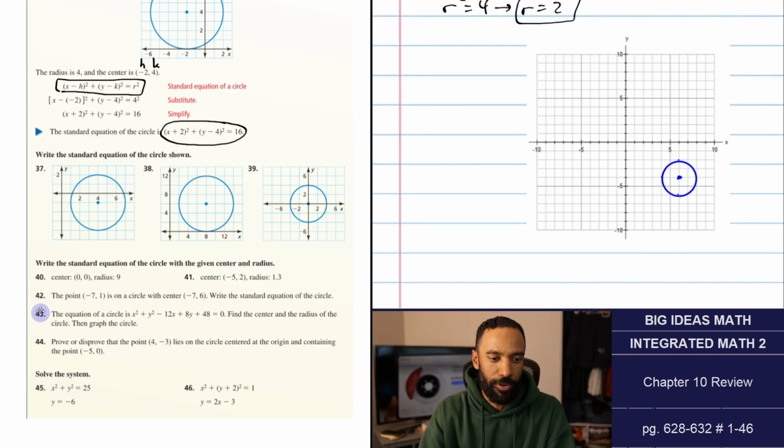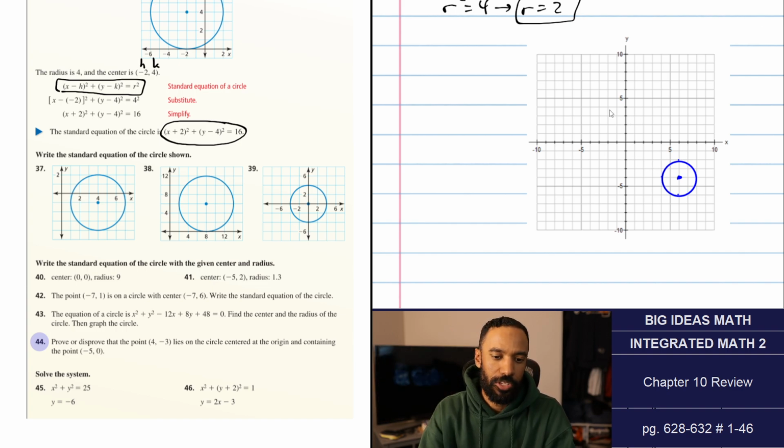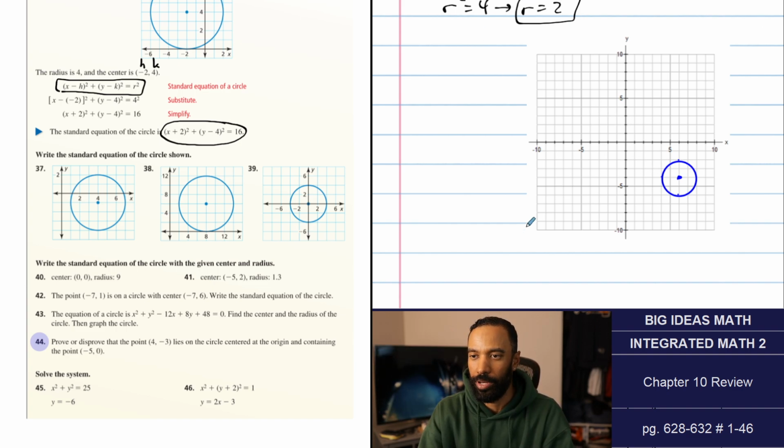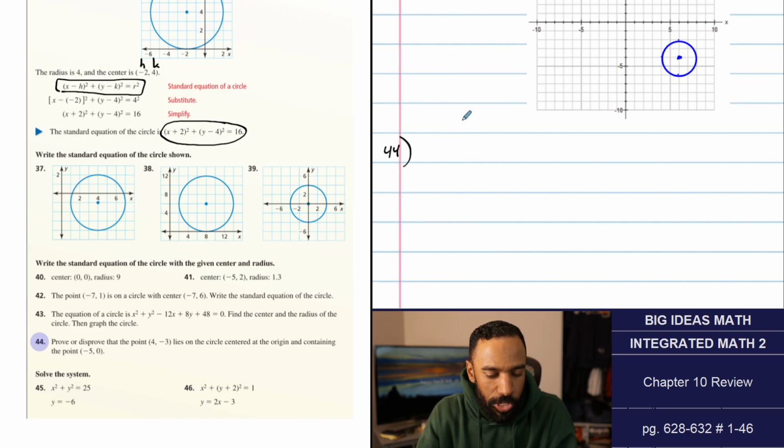Let's go to number 44. Prove or disprove that the point 4, negative 3 lies on the circle centered at the origin and containing the point negative 5, 0. Prove the point lies on the circle centered at the origin.